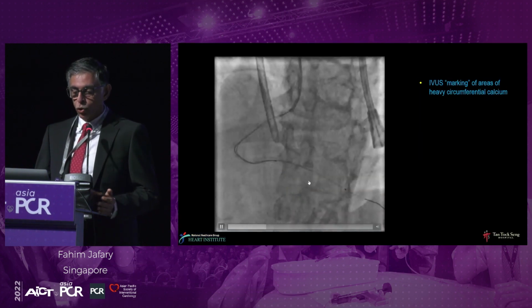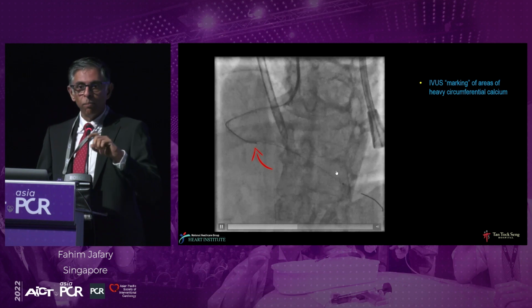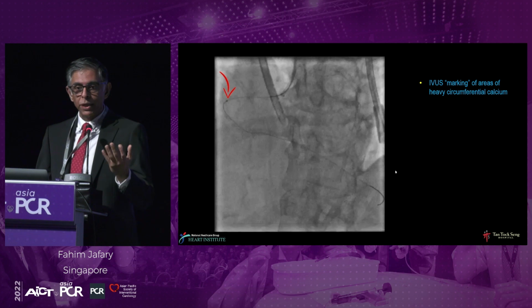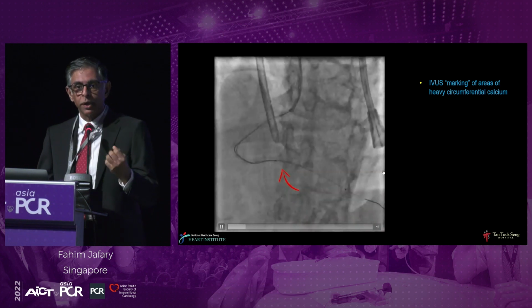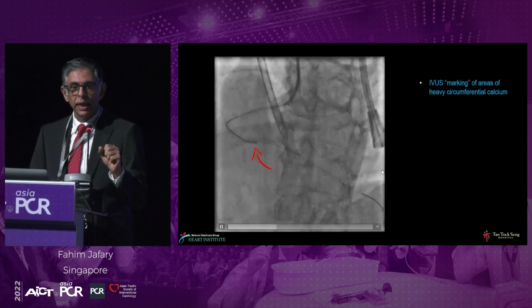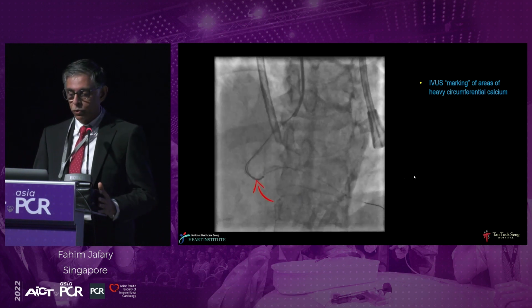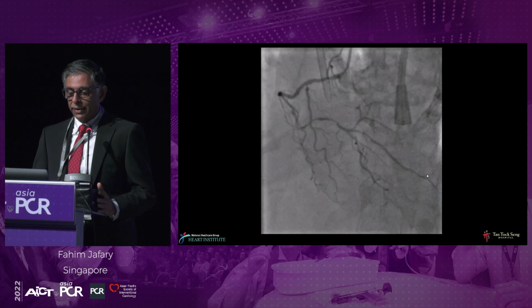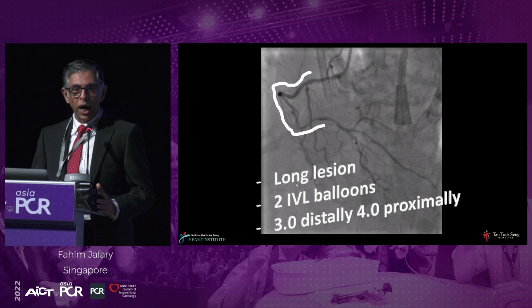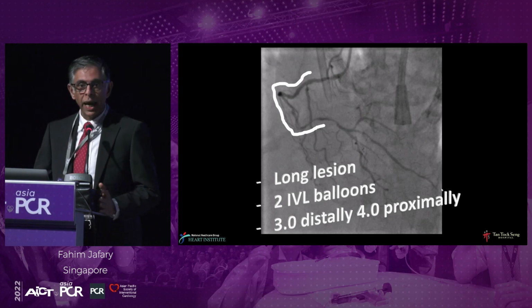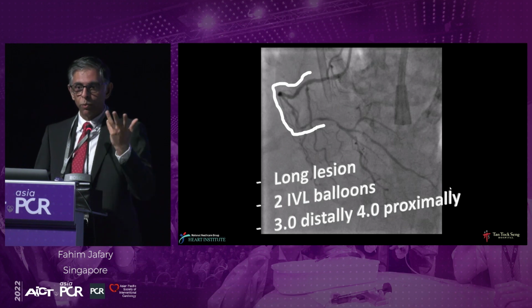We sort of stored the areas where we had the more heavy calcium or the more concentric calcium. And this has implications when you do pulse management, because you have a limited number of pulses, and so you can't IVL the whole vessel. You have to be judicious with how you use the pulses. And looking at this vessel, we knew upfront this is a long lesion, and we felt that we would need 2 IVL balloons, and we decided to go with a 3-0 distal and a 4-0 proximal, and we can argue whether we could have just done it with 1 balloon.